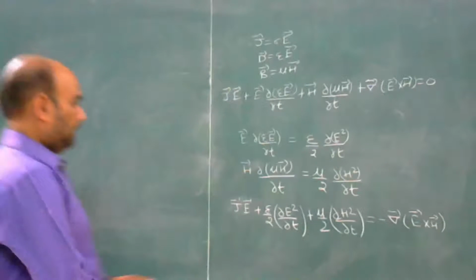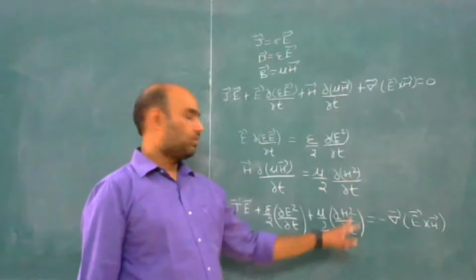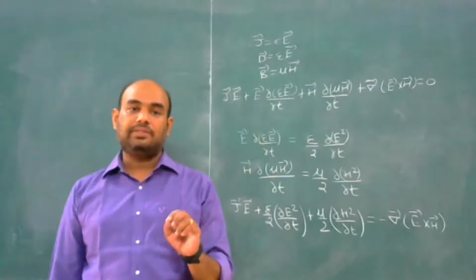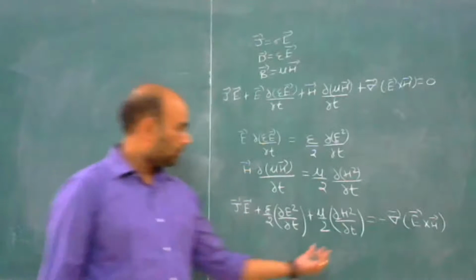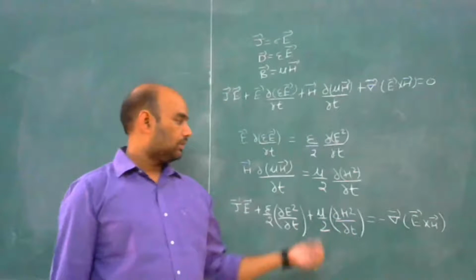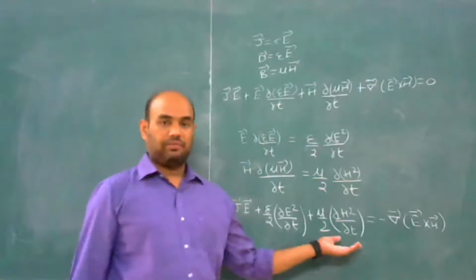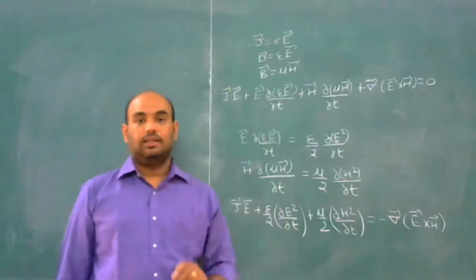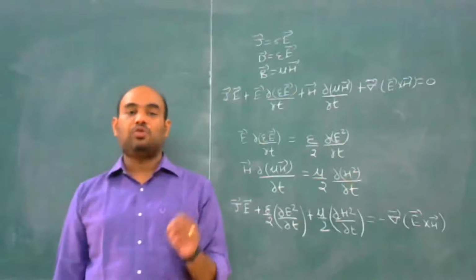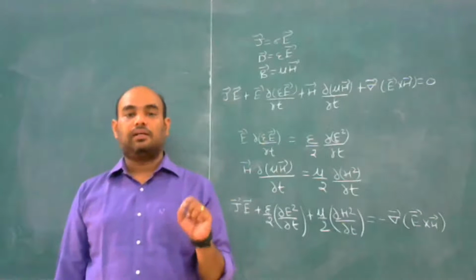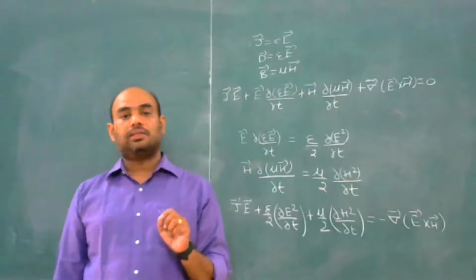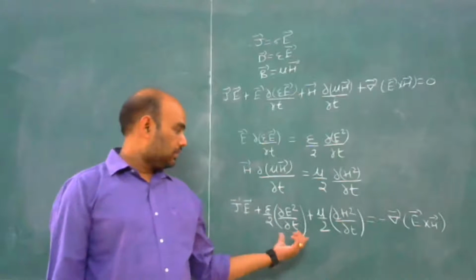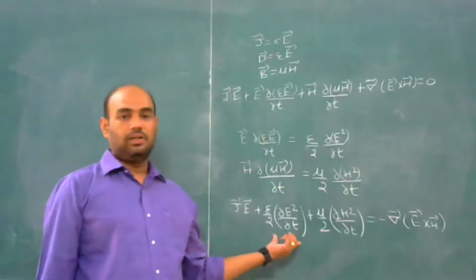Here, this term mu by 2 del H square by del T represents the rate of change of energy density in the magnetic field. We have seen this when we were studying the magnetic field. And this term epsilon by 2 del E square by del T represents the rate of change of energy density in the electric field. So the instantaneous expression of energy density in the magnetic field is this, and in the electric field is this.